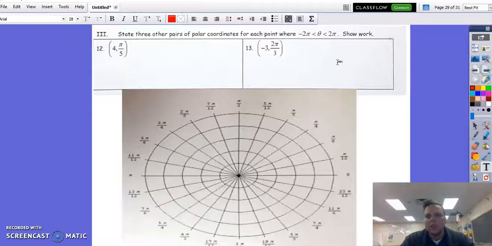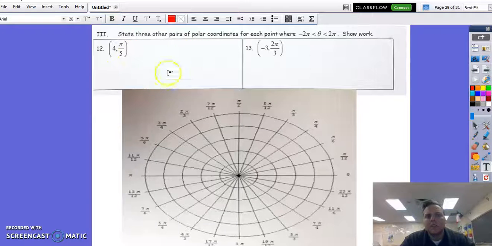Let's look at problem 12. This is where a lot of you really start struggling. That's okay, we all struggle at times. Okay? So it says, state 3 other pairs of polar coordinates for each point where theta is between negative 2 pi and positive 2 pi.